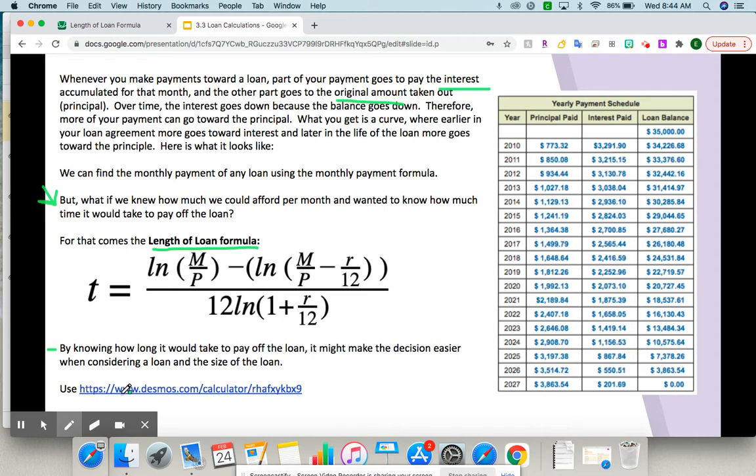So as with the previous calculator, I've created a formula on Desmos for you to use. So go ahead and type this link into Desmos, and as before, once you've opened it, save it to your Desmos account. So pause the video if you need to type in the link and then hit play when you are ready to go.